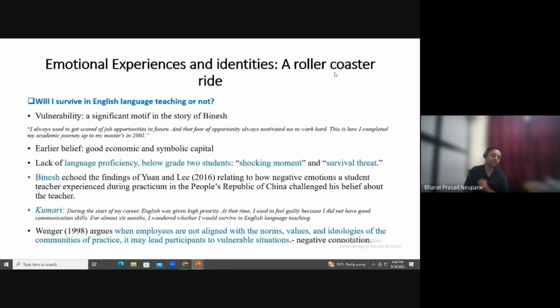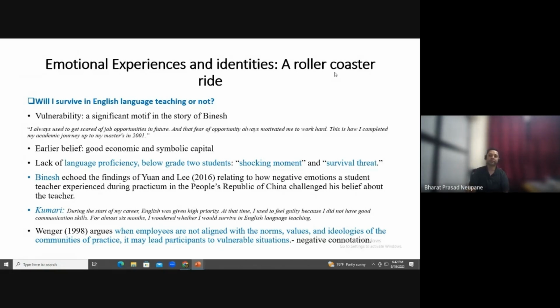So the next theme that I developed relates to emotions. Teachers undergo many positive and negative emotions during their teaching career. And when I was asking questions relating to this affective domain of English language teachers' professional journey, one of my teachers shared that she considers her teaching career a roller coaster ride in terms of the emotional experiences she underwent, right? Because there were so many happy moments, and she also experienced very sad and depressive moments during her teaching career.